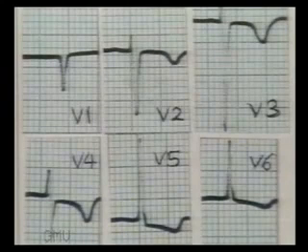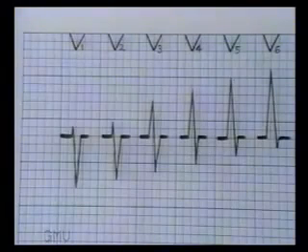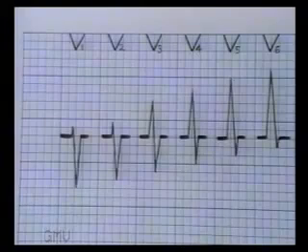Note the S wave in right-sided chest leads, which disappears as we reach V5 or V6. R and S are equal in V4, and the R wave progressively increases from V1 to V6. In left ventricular enlargement, this pattern remains the same, but the amplitude of the waves increases. This is the normal pattern.